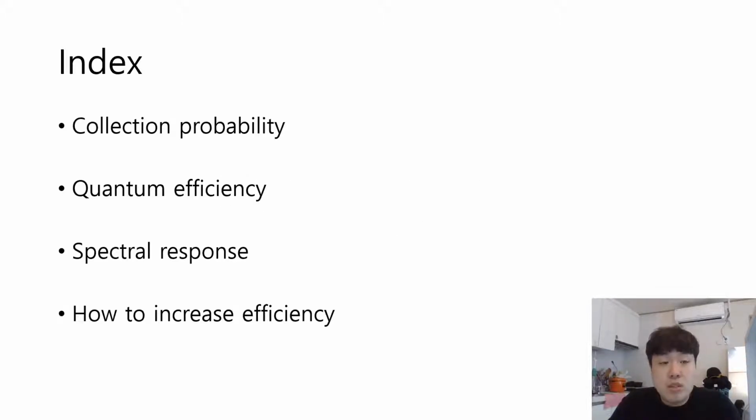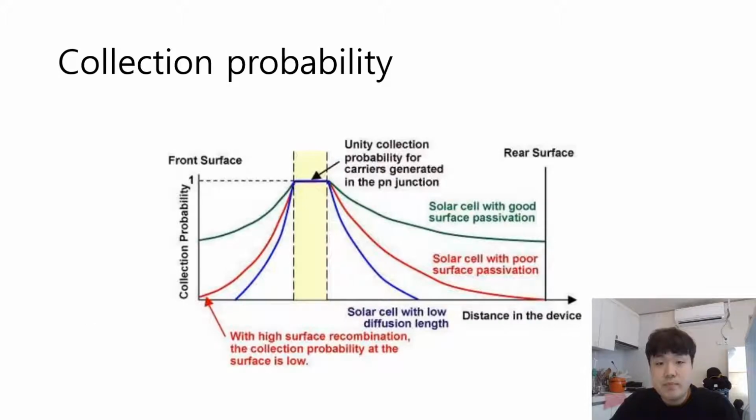And I will present in this order. First is collection probability, then quantum efficiency, then spectral response, and how to increase efficiency. Let's talk about the collection probability.